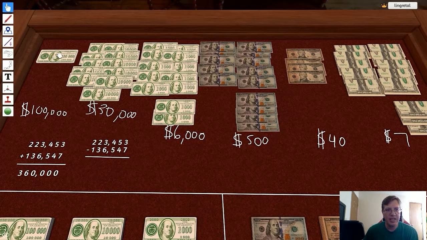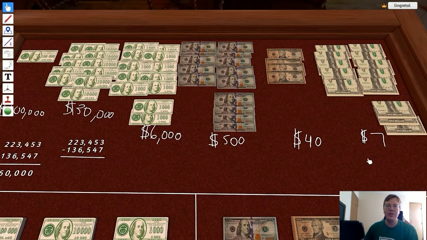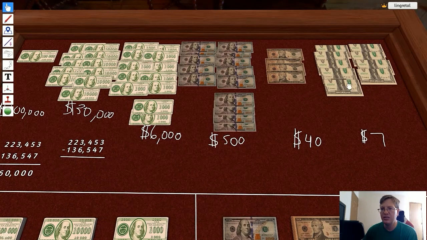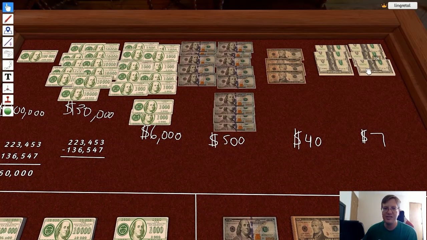I exchanged a $100,000 bill for 10 $10,000 bills. I exchanged a $10,000 bill for 10 $1,000 bills. I exchanged a $1,000 bill for 10 $100 bills. And I exchanged a $10 bill for 10 $1 bills. So now I have enough of everything to be able to take away the amounts that we are asking for in the problem. If I take away 7 $1 bills, that is going to leave me with $6.